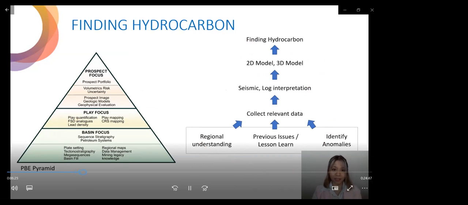But before interpreting anything, of course, you would need to have some data to do the interpretation on. But in order to do that, you have to know which data to collect. You have to understand the regional background first, know the previous issues and lessons learned, also be able to identify anomalies that might give potential problems. These are the information or tasks that will take a lot of your time. Hence, this is where ElasticDocs comes in for you to crunch and ingest vast amounts of unstructured data which contains previous experience exploring the basin.